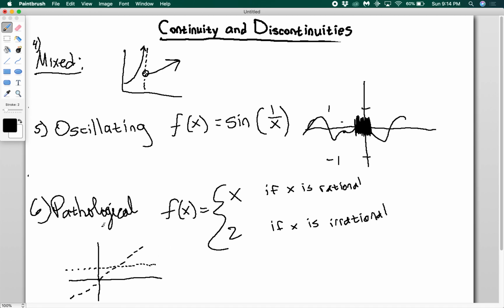So this kind of thing, which doesn't even resemble a function, it's just a bunch of points kind of strewn together along lines. This would be a pathological discontinuity. Okay, so those are the kinds of discontinuities that you'll see. Again, the first three are the most important, but that wraps up continuity and discontinuities.